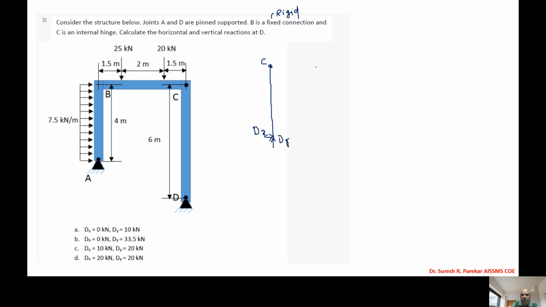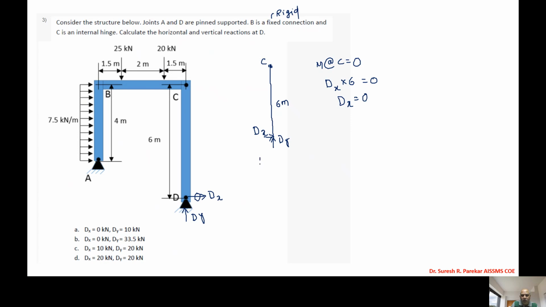Now if we take moment about C equal to 0, then we are going to get Dx into 6 meter into 6 equal to 0, and our value of Dx is equal to 0. Now if we consider total, we have this will be Dy, and now we have this as Dx, which is equal to 0.